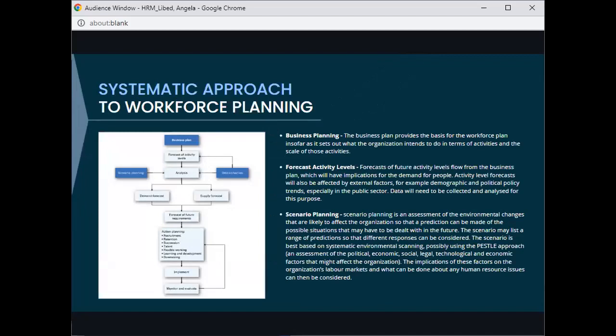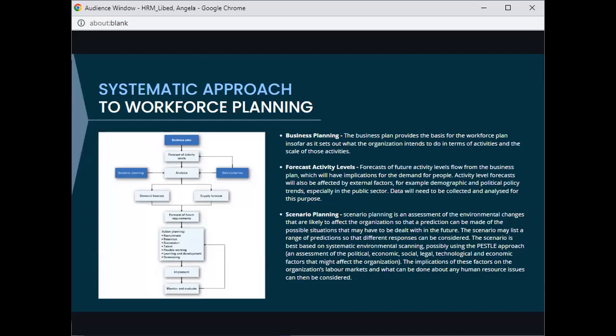Next is the table about the systematic approach to workforce planning. So, nandito na po yung meaning niya. Then, ito yung ina-table. So, the first is the business plan. Business plan provides the basis for the workforce plan insofar as it sets out what the organization intends to do in terms of activities and scale of those activities.